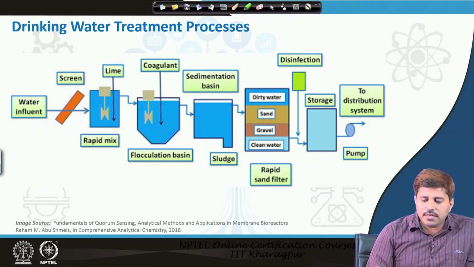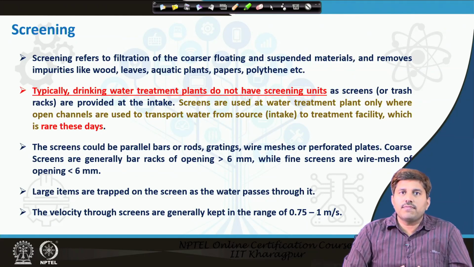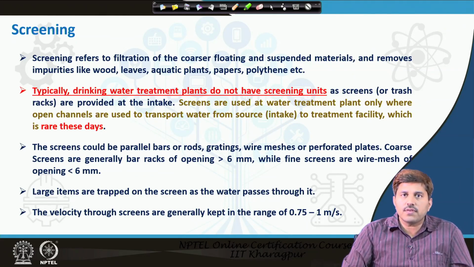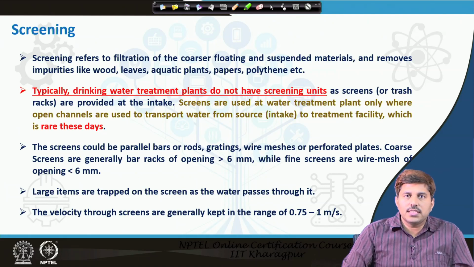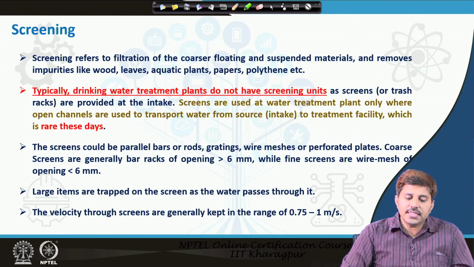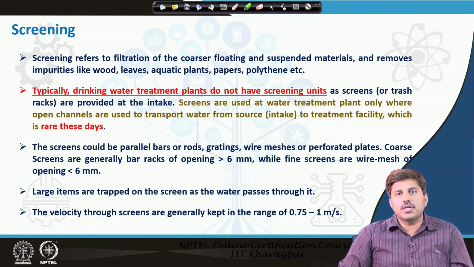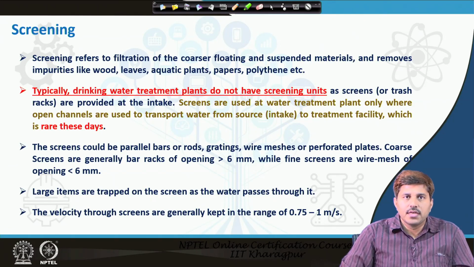Now, screening is generally the first step, which refers to the filtration of coarser floating and suspended materials. Larger materials like papers, wood, leaves, aquatic plants, and polythene may come floating with the water, and they need to be filtered out so that they do not enter our main basin or equipment and pumps and spoil them.